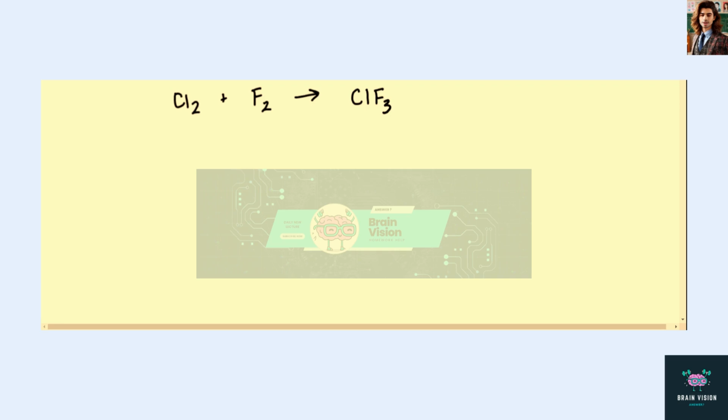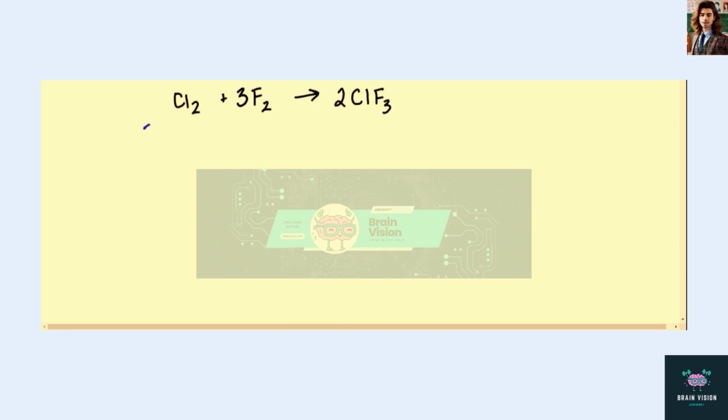The chlorines are not balanced. We have two on the reactant side, one on the product side. I can fix that. That then changes my fluorines to 6. So I need a 3 in front of the F2. And then I'm good.